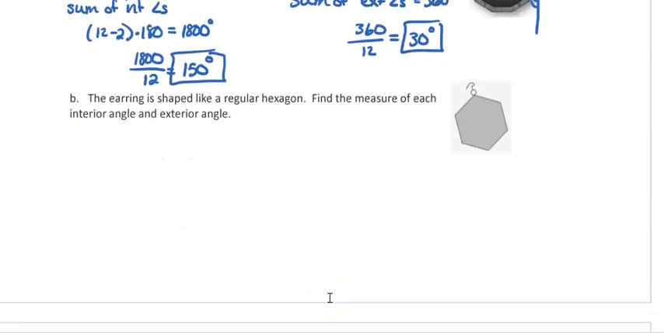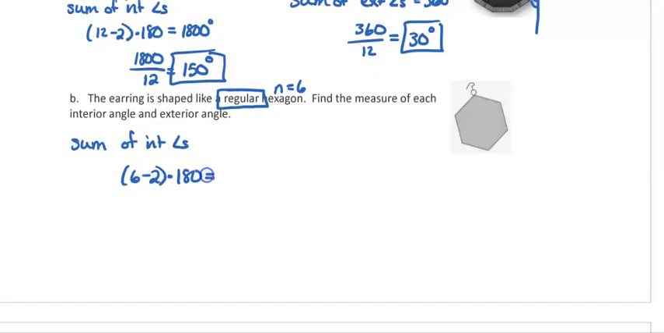All right, last but not least, this earring is shaped like a regular hexagon. Regular means all equal sides and all equal angles. Hexagon means 6 sides. So it wants us to find the measure of each interior angle. First let's find the sum of the interior angles. We're going to plug in 6 minus 2 times 180, and so we get that 720 degrees is what it adds up to.